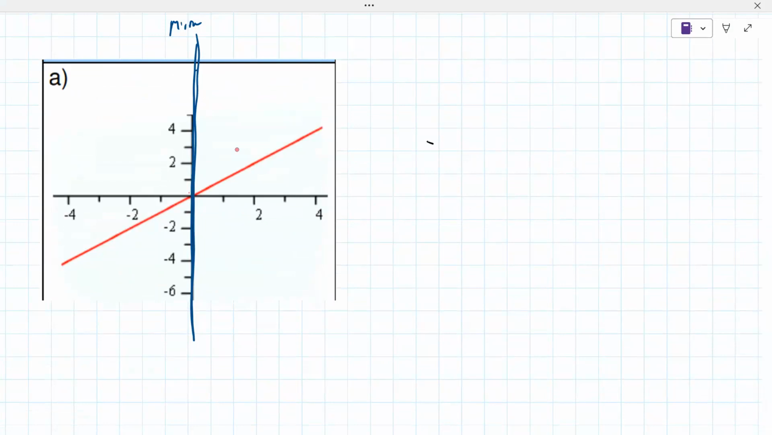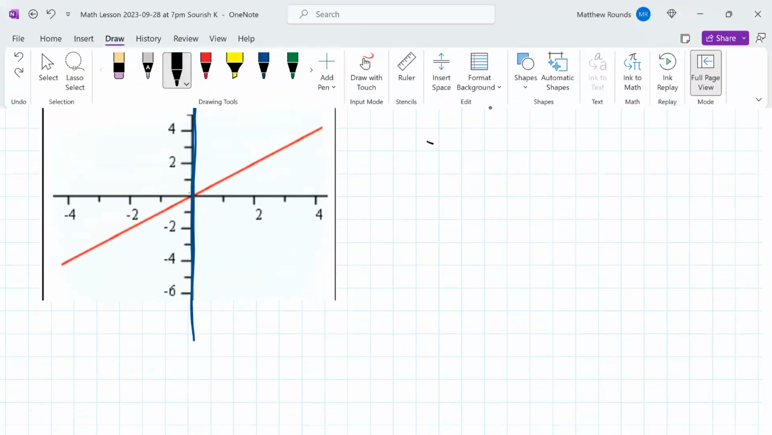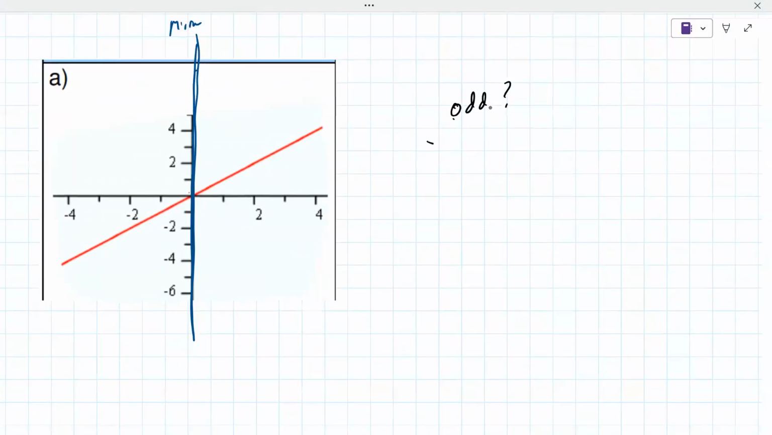Okay. So what is the rule for odd? What's the first thing that's required for it to be odd? Does this go through the origin? Yes, it goes through the origin. Okay, that's good. Now, is this rotated 180 degrees? I think so. Yeah, it is. So yes, this is odd.